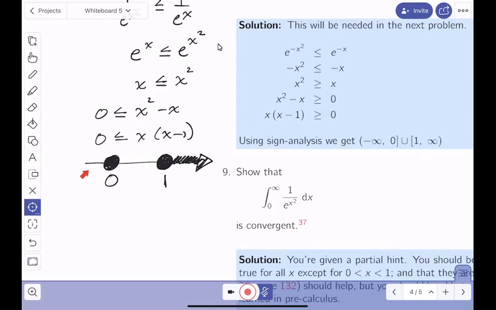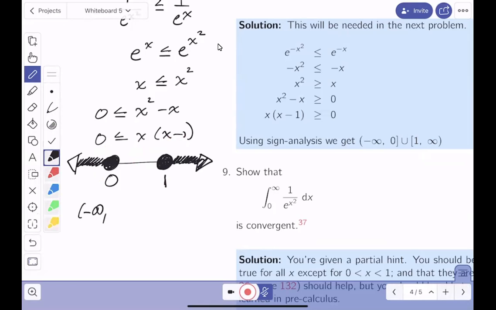Let's take a number over here like -1. That would be -1. That would be -2. Well, -1 times -2 is a positive number. So I'd shade this in. So the solution to this problem over here is going to be from -infinity up to 0, inclusive, union 1 to infinity. Let's check the key. And I'm seeing that there. That's good news.